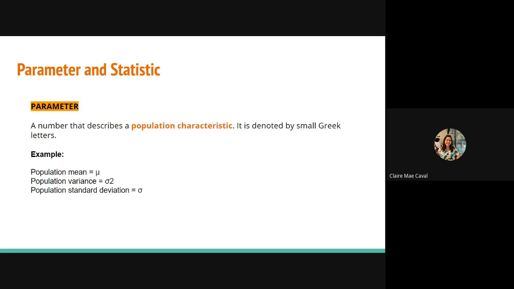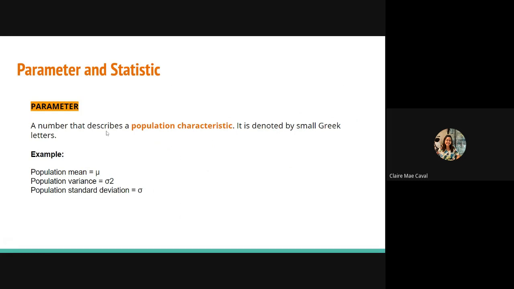So let's differentiate parameter and statistic. Parameter is a number that describes a population characteristic. It is denoted by small Greek letters. Example, population mean, population variance, and population standard deviation. As you notice, the symbols are denoted by small Greek letters. Do not worry, you'll be encountering these topics, mean, variance, and standard deviation, in the succeeding modules. Okay? So let's focus on this one.